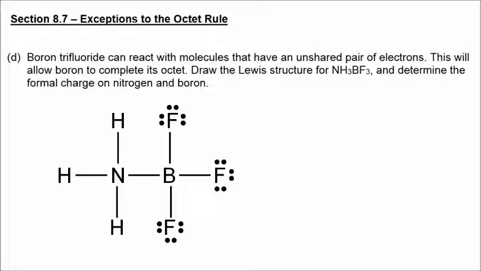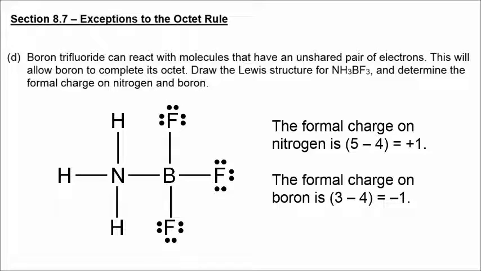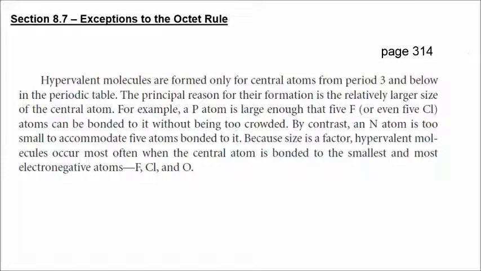Now, boron fluoride can react with a molecule like NH3, and you get a molecule that looks like this. NH3 and BF3. The formal charge of nitrogen would be +1, and the formal charge of boron would be -1 in that particular molecule. Other exceptions to the octet rule are when you have more than an octet.